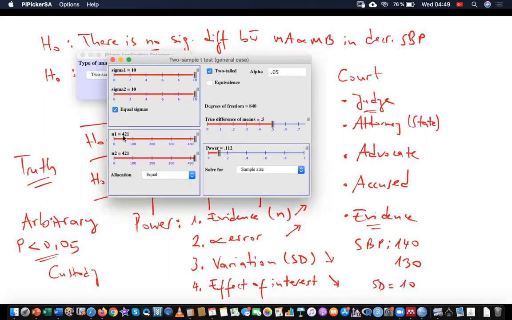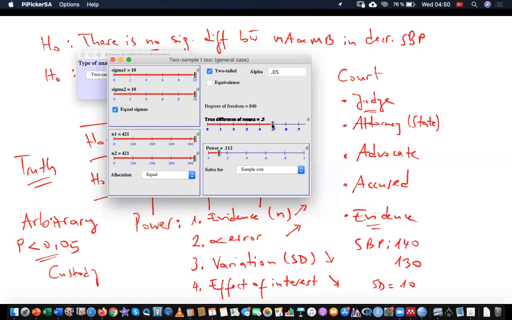You see, from 25, I made it to 400, and my power has become now 11%. Still not enough. I need 400 plus 420, 420 plus 420 people to reach a power of 11%. It is still not enough for me to conduct this study.